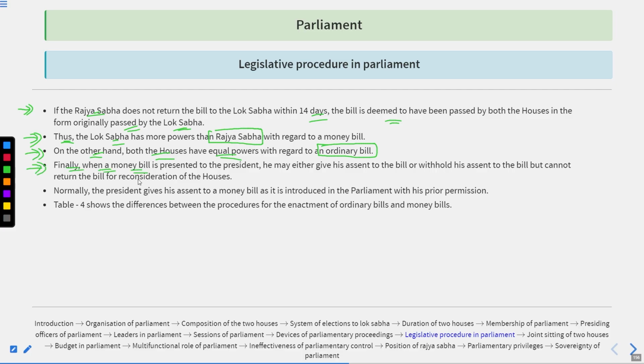Finally, when a money bill is presented to the President, he may either give his assent to the bill or withhold his assent to the bill, but cannot return the bill for reconsideration of the House. Normally, the President gives his assent to a money bill as it is introduced in the Parliament with his prior permission.